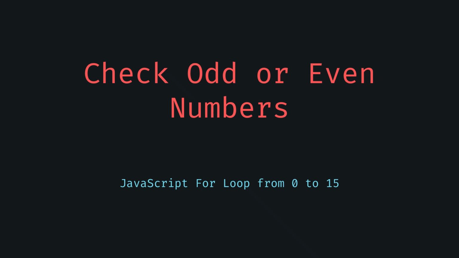Welcome. In this tutorial, we will write a JavaScript program that uses a for loop to check whether each number from 0 to 15 is odd or even. This is a great way to understand for loops and conditionals in JavaScript. We'll display the results using console.log. Let's jump right into it.